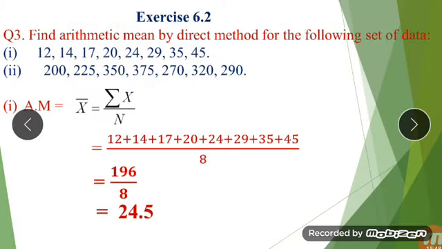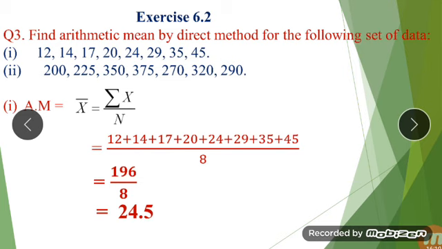Here we have exercise 6.2, where we are supposed to calculate the arithmetic mean by the direct method for the following set of data. We have two parts in this question. The first part is done here, and the second part we have to do in homework, as it is similar to the first part. So we are going to find the arithmetic mean by the direct method.